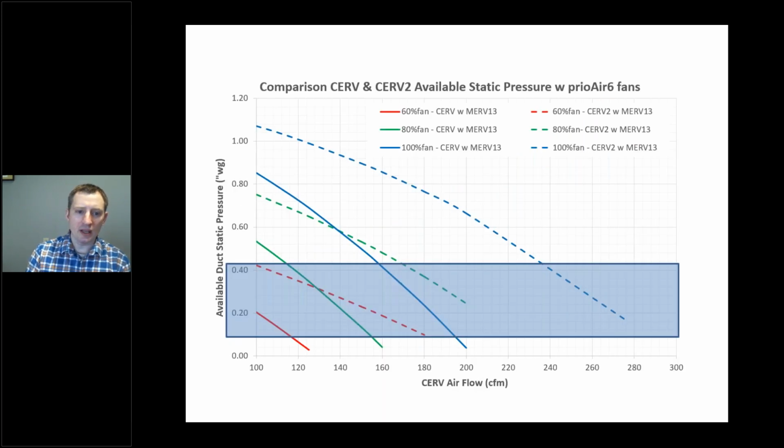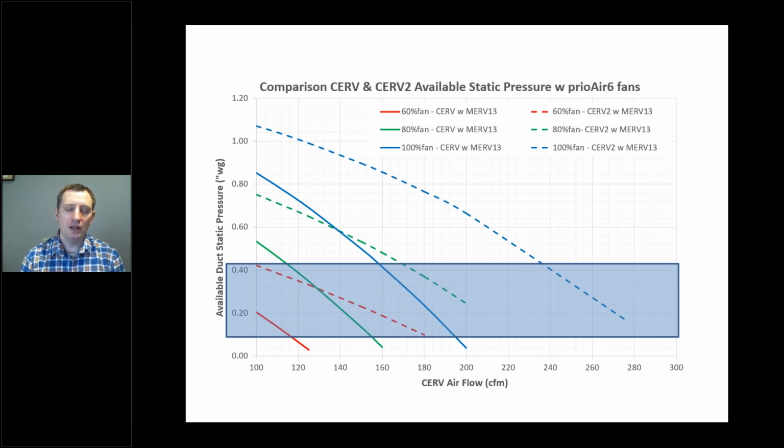And then cooling has the same kind of characteristics as far as the COP level, with a bit more capacity in cooling and dehumidification than we had previously. This is a comparison of the airflow rate for the CERV versus the CERV2. The dotted lines are for the CERV2 versus the solid lines for the CERV. This is with MERV 13 filters accounted for as well.